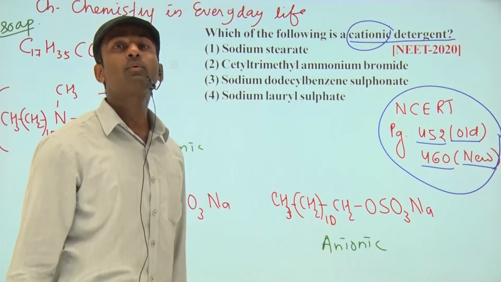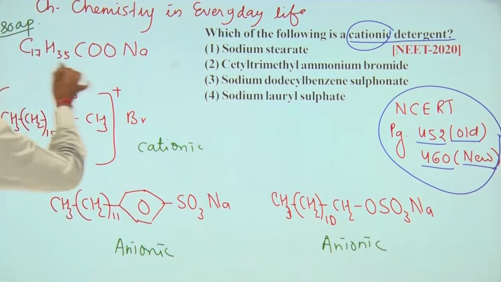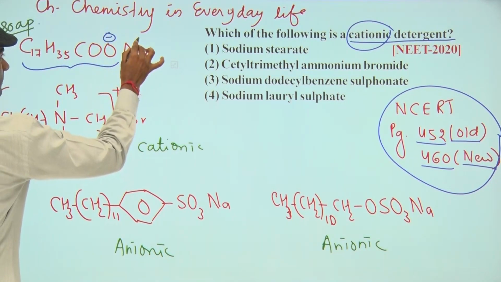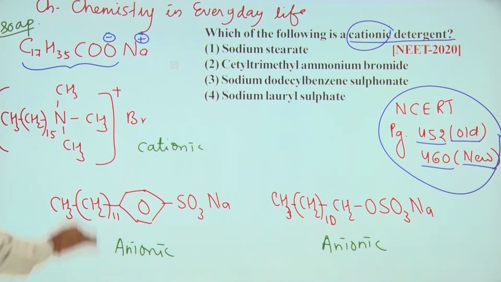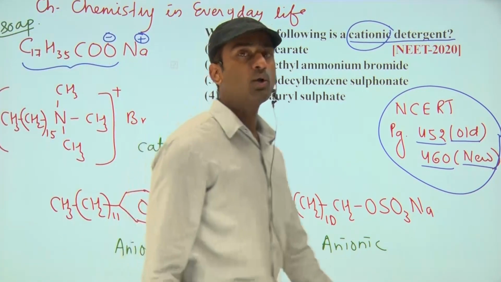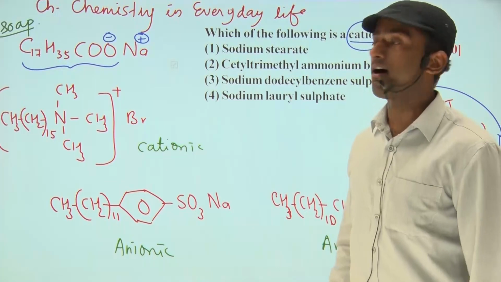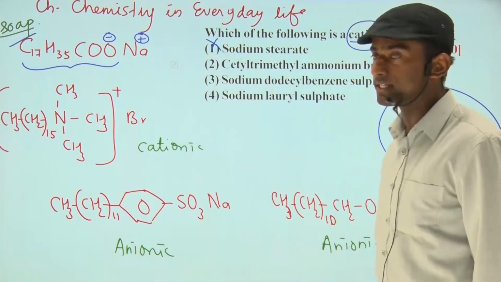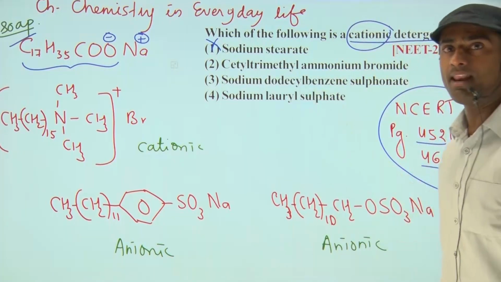This is the formula of soap, not detergent. And this is the formula C17H35COO minus and Na plus. So sodium or potassium salts of higher carboxylic acids are considered soap, not detergent. Cross it. Next, cetyl trimethyl ammonium bromide.